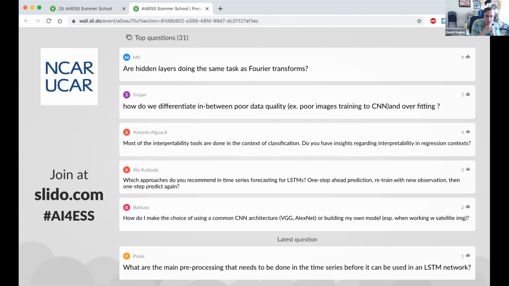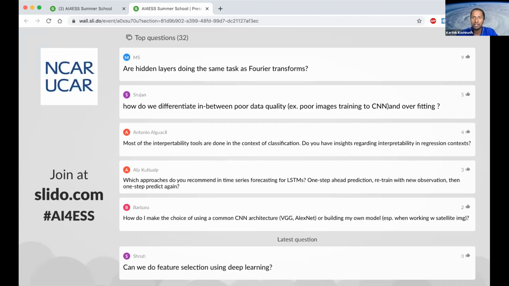The next question is, are hidden layers doing the same tasks as Fourier transforms? I'm not sure what they're doing. There are some ways of interpreting them. My first answer would be no, they're not. Fourier transforms are extremely well understood, been used for centuries now. We have very clear ways of interpreting what Fourier transforms do. Hidden layers are a lot more nebulous than Fourier transforms.